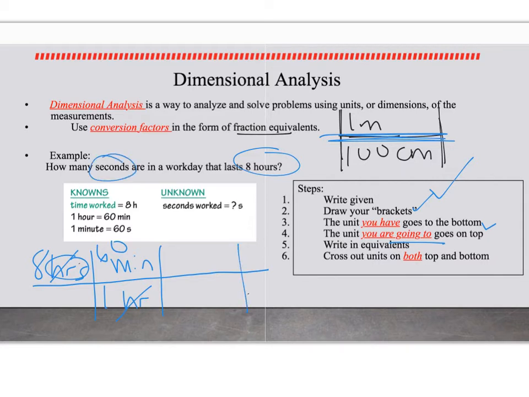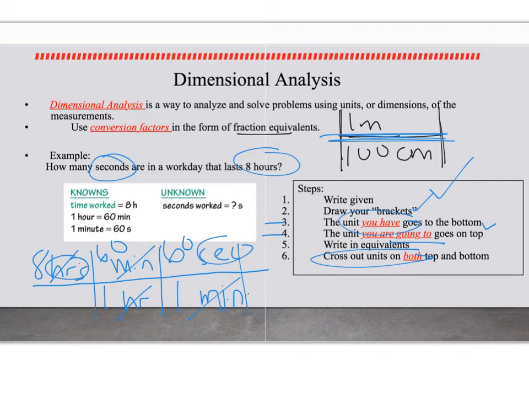Again, I'm going to go back and do step number 3 and 4, where the unit that I have is now going to go to the bottom, which is minutes. The unit that I am going to is going to go on top, which is going to be seconds. And within every minute, there's 60 seconds. Minutes on top, minutes on bottom, because I get to cross out those units. Now I'm left with the second, and that's the unit that I'm reporting my final answer.